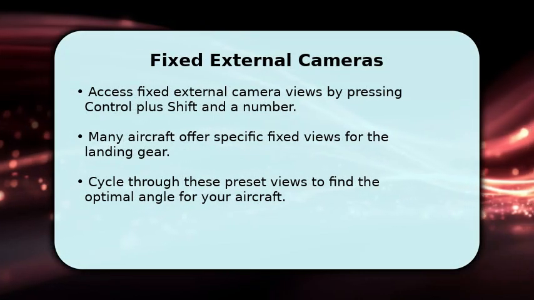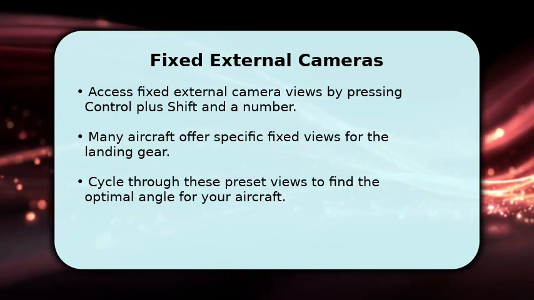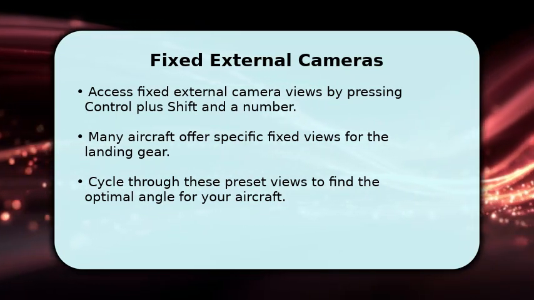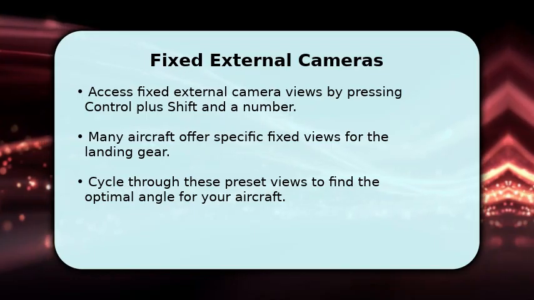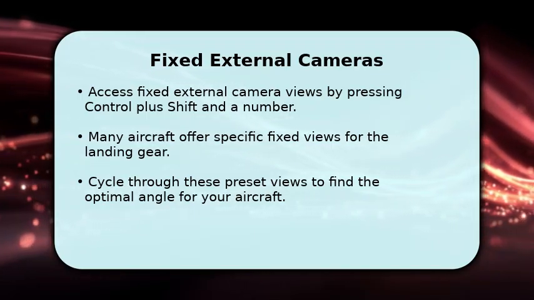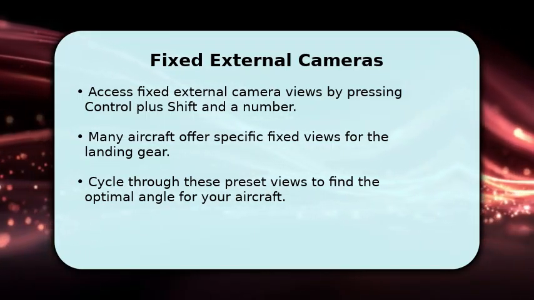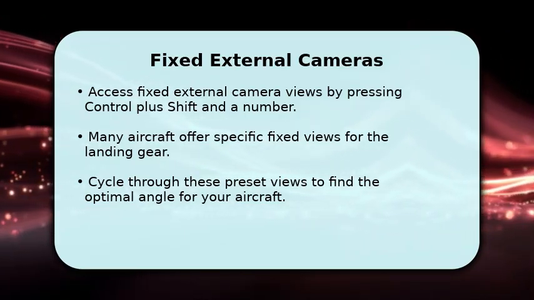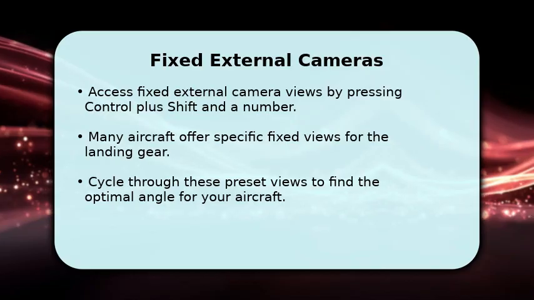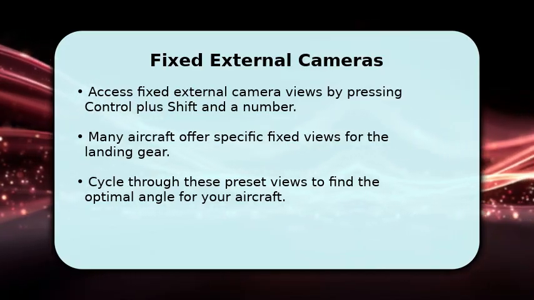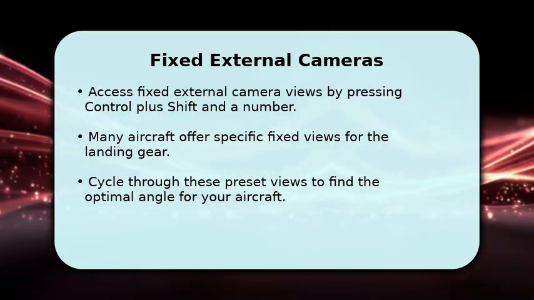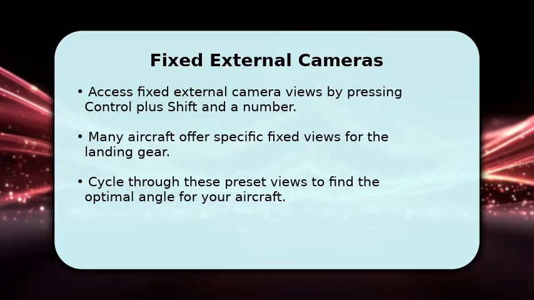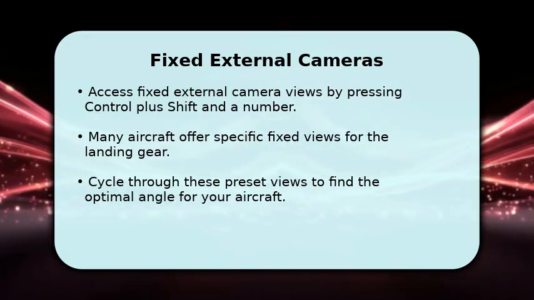One straightforward way to see your landing gear is by utilizing the fixed external cameras. Simply press Ctrl plus Shift and a number key, such as 3, 4, or 9, to cycle through these predefined views. While these views can vary by aircraft, many include dedicated perspectives of your landing gear, allowing for quick visual checks. This method offers a convenient and immediate way to monitor your aircraft's undercarriage.